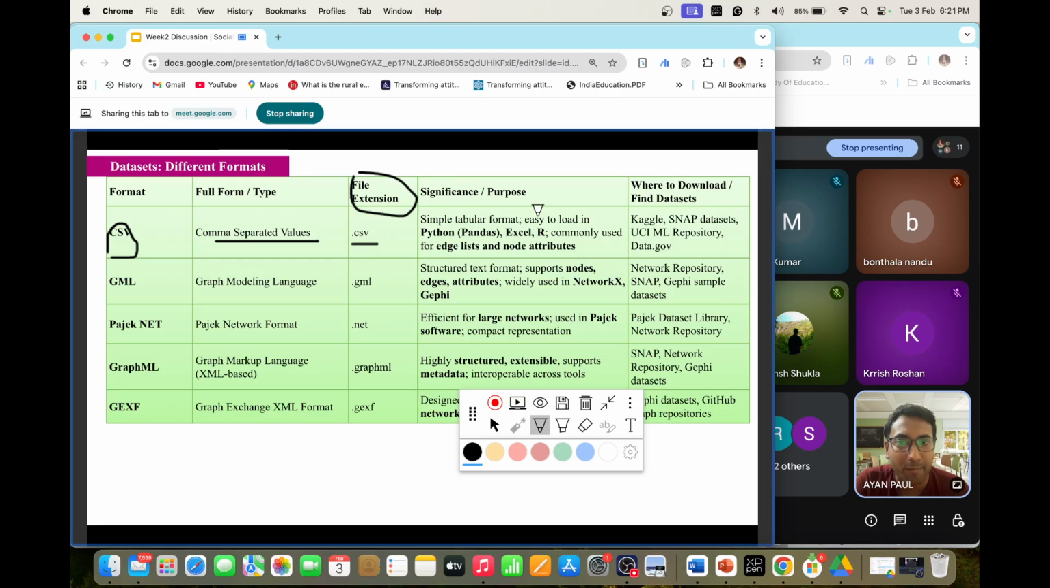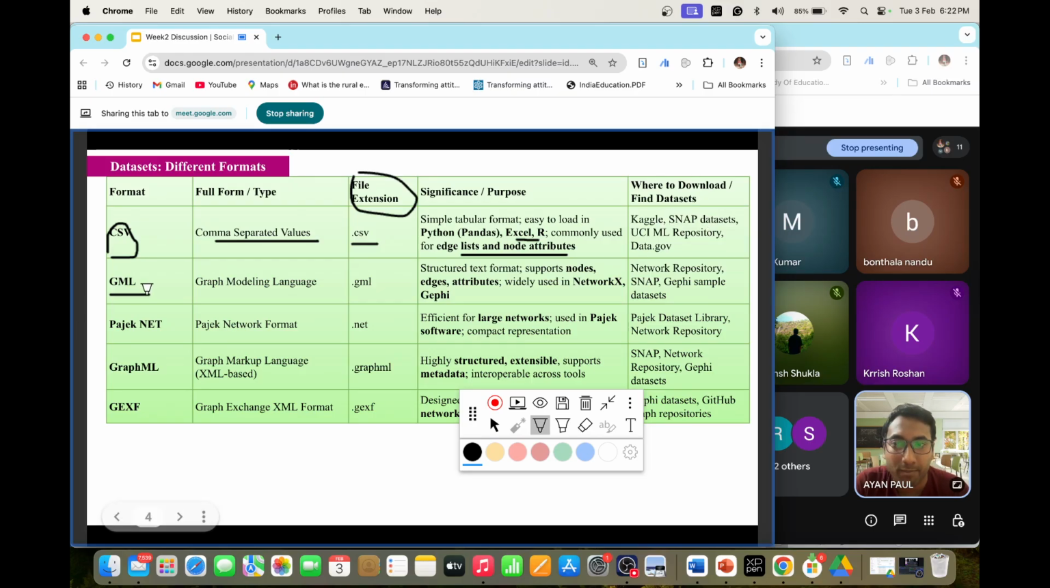Its significance is that it is a simple tabular format and easy to load. You can operate on it very easily with Python code, and with Excel and R as well. It is commonly used for edge lists and node attributes. These are the sites where you can download.